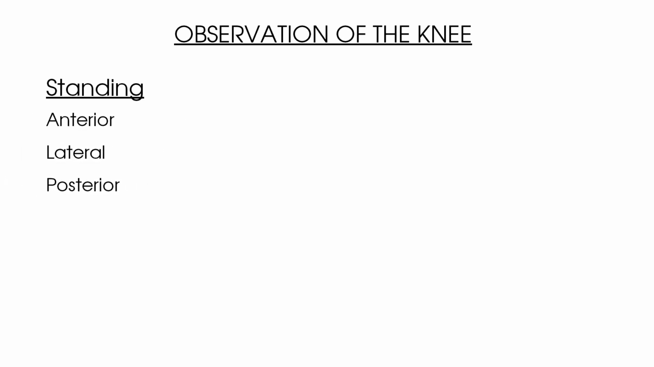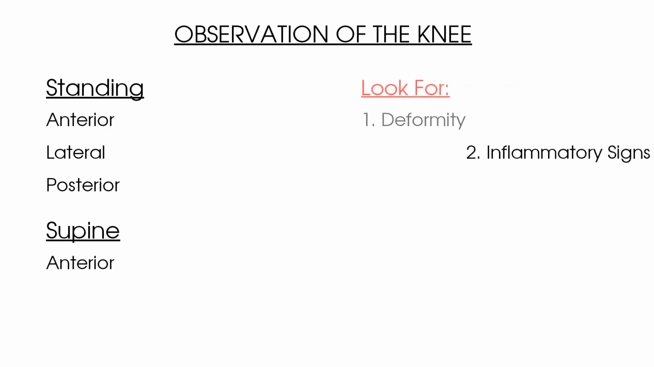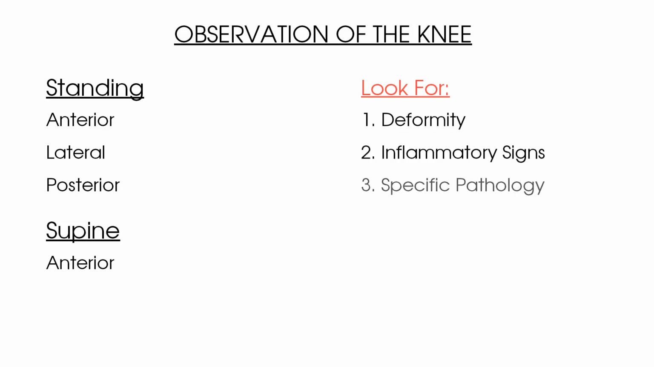So let's summarise this video on observation of the knee joint. In standing, break down your observation of the knee into an anterior, lateral, and posterior view before bringing your patient into a supine position and observing the joint in an anterior view. Remember to compare both the affected and unaffected sides. When observing your patient, look for deformity and the inflammatory signs, which include redness, swelling, and bruising. You can also look for signs of specific pathology in each view, as we've highlighted throughout the video.